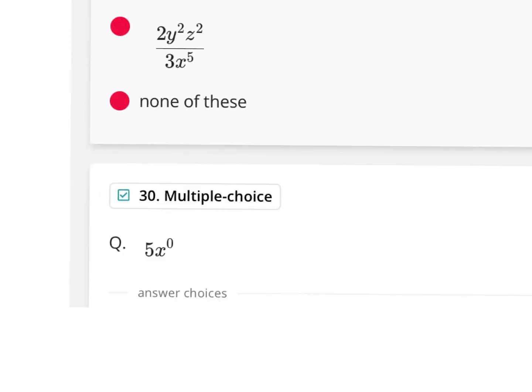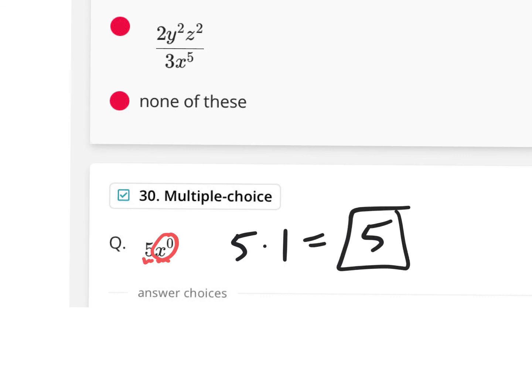On this last question, we need to remember that anything to the 0 power is 1. So what we have here is 5 times 1, because x to the 0 is 1. So if you have 5 times 1, that is the answer 5. Not 0, not 1. The answer is 5.